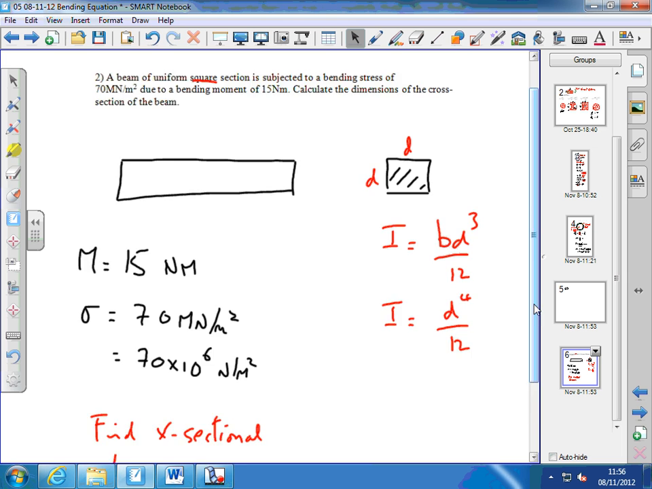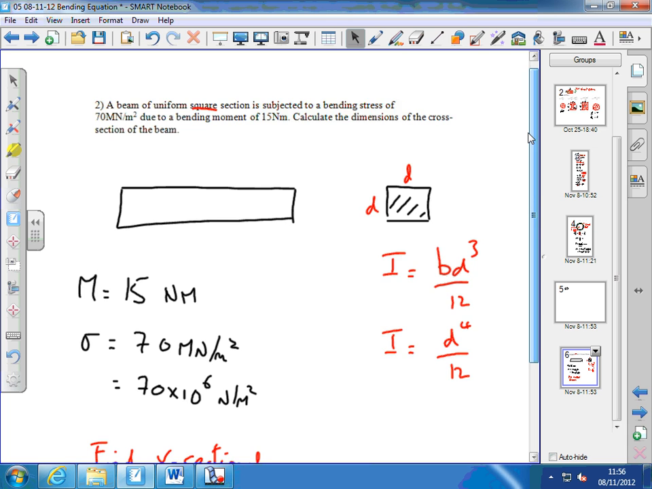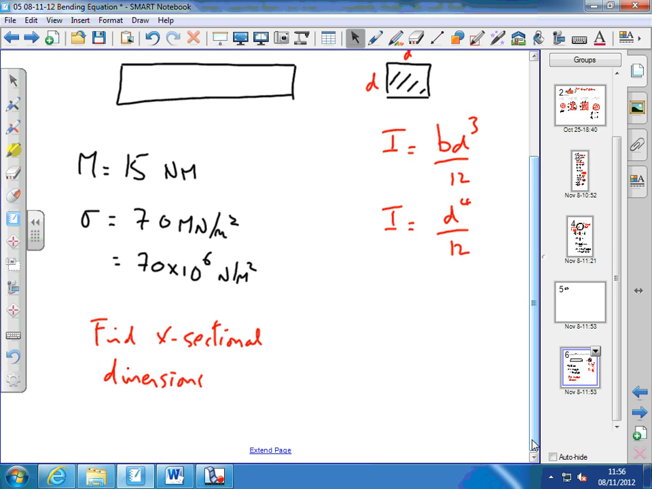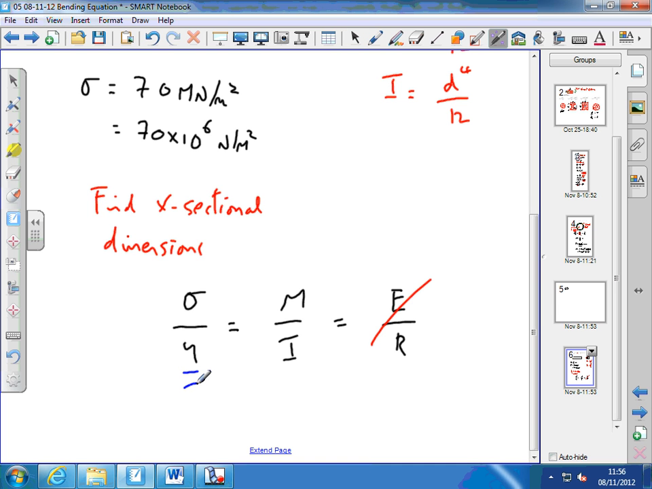The second issue to come out of this is that if we're going to do this question, we need to know the dimensions, so we're after y effectively in that bending equation. If we write down the bending equation, which is stress over y equals M over I equals E over R, well, E over R is the one that's gone because we've got no idea what Young's modulus is and we're not interested in the radius of curvature. It's y that's going to allow us to find the dimensions of the cross-section area. So well done on that.